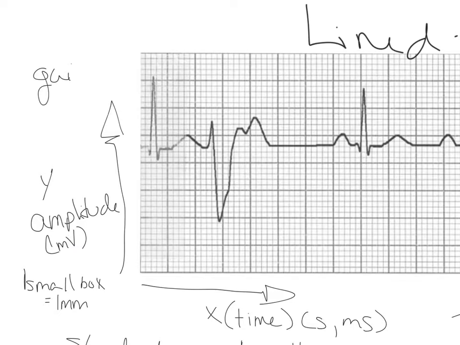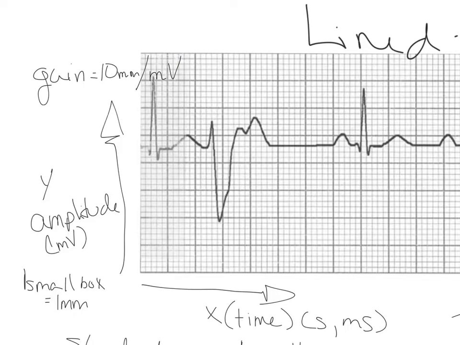This is standard gain. I'm not sure if there's a universal sign for standard. It is going to be 10 millimeters per millivolt. Okay? So in essence, we have to have 10 small boxes to get 1 millivolt out.